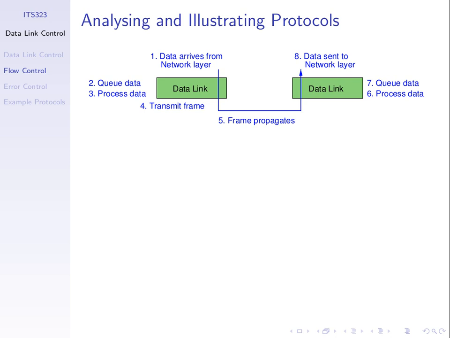Then we transmit that data by sending it via the physical layer. Now, the data we'll call a frame in this case. So we say we transmit a frame. A frame is just a collection of bits. Instead of dealing just with individual bits, we group them together. So we transmit a frame of bits. That takes some time, that transmission time. It's the frame size divided by the data rate of our link. That frame propagates across the link. It arrives, it's processed by the receiver, it's possibly queued at the receiver, and then sent to the next higher layer. So from the perspective of the data link layer, that's the 8 steps.